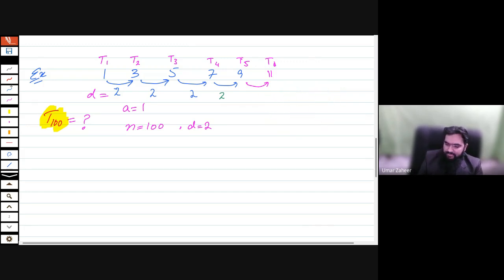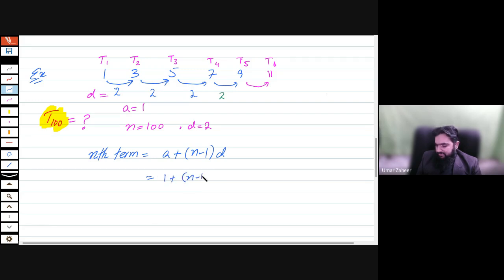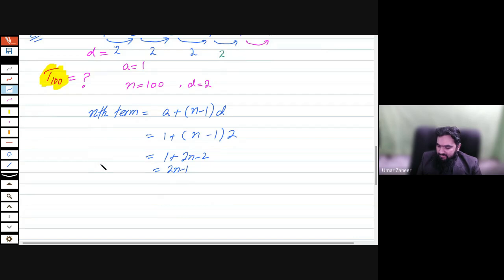All right, now we have to find the nth term. What is the formula? We have the nth term is equal to a plus n minus 1 into d. The first term is 1 plus n minus 1 into d, and d is 2. You will get 1 plus 2n minus 2. That will be 2n minus 1. So you are going to be getting the nth term.